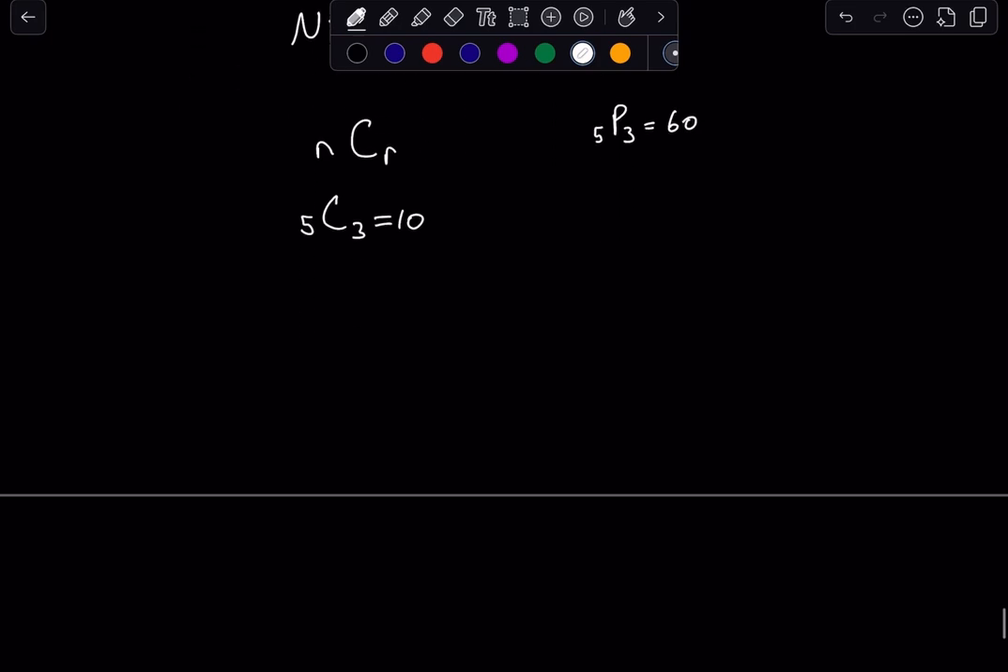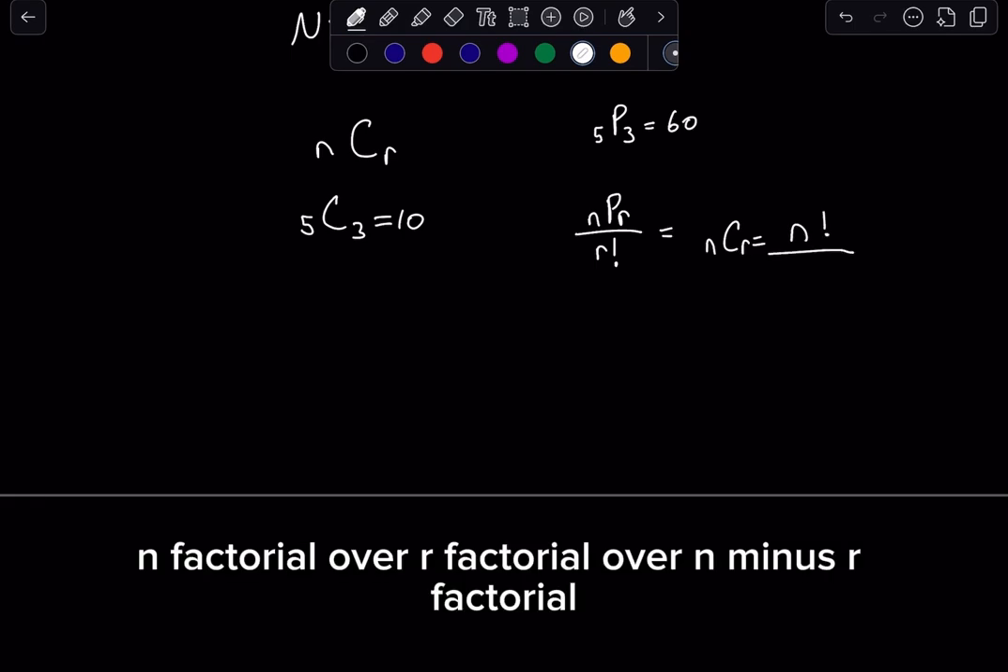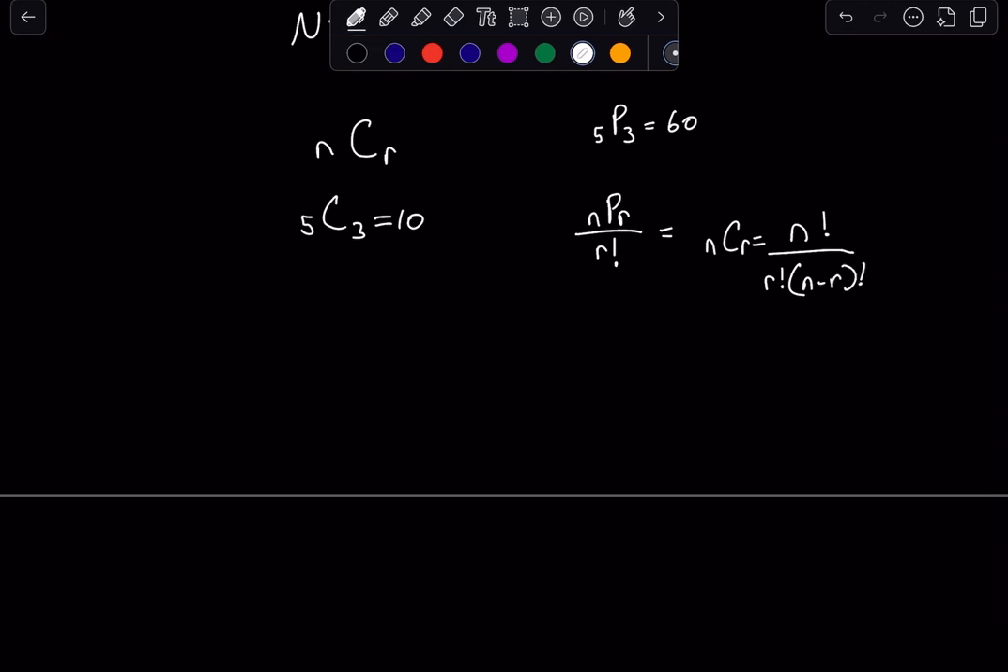The formula for combination is going to be the permutation over r factorial. And so we get n factorial over r factorial times (n minus r) factorial.